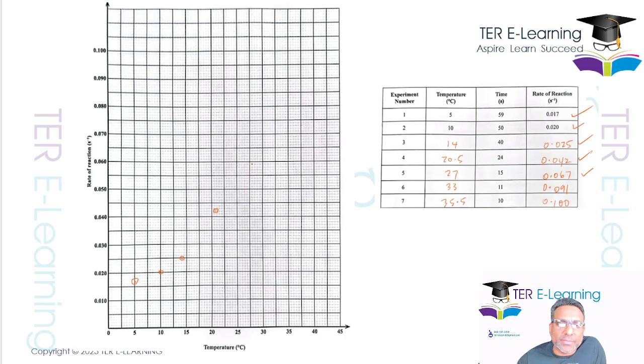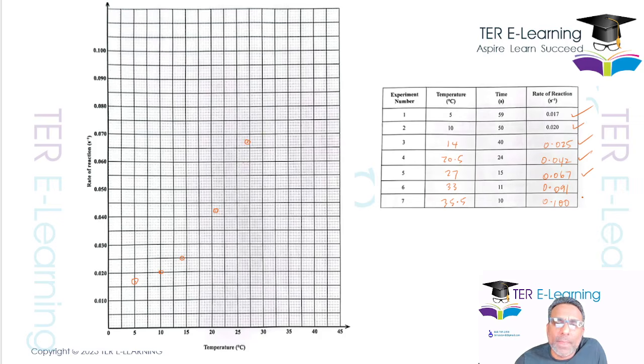27 against 0.07. All right, so this is 25, 26, right? Kind of hard to read this off here. 0.067, so that is going to be 65, 66, that's about here.